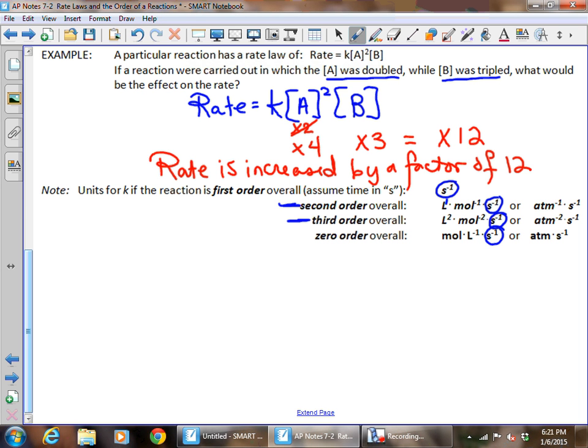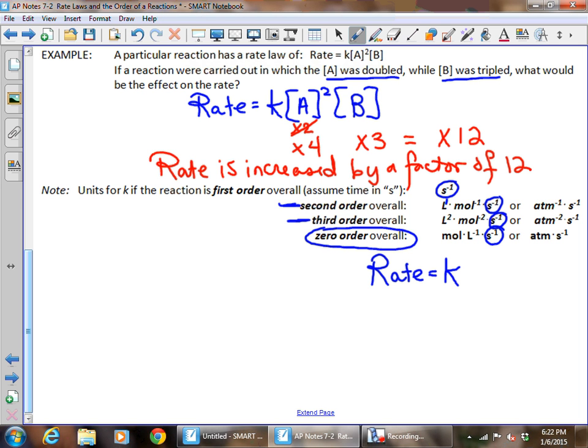And if anything's raised to a 0 power, whether it's a positive or a negative, it's 1. So both liters and moles drop out because they're raised to 0 powers, and all we're left with is seconds to the negative 1. Finally, 0 order is something that you just have to memorize. Remember, if it's 0 order, it means the concentration of the reactant doesn't matter for the rate. So rate is just equal to k.